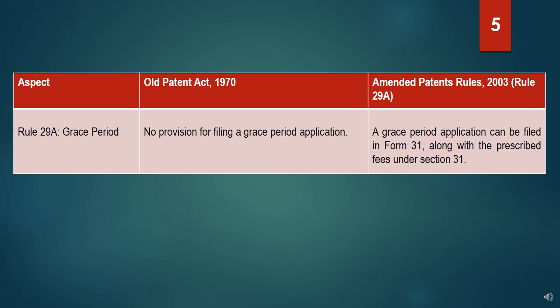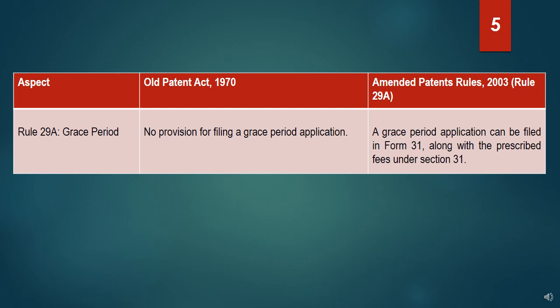What is Section 31? Section 31 allows applicants to prevent certain types of disclosures from affecting the novelty of their invention. If the disclosure occurs under specific circumstances, like showcasing the invention at an official exhibition or due to an unauthorized act, this is known as a grace period.